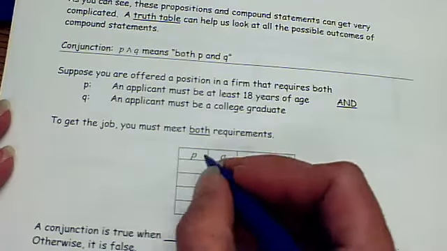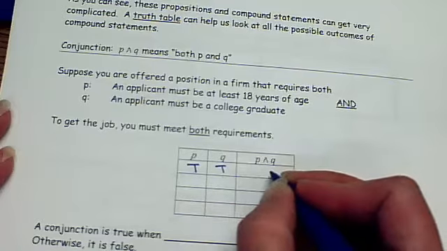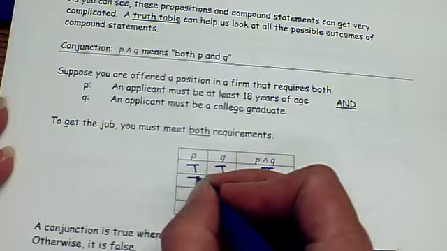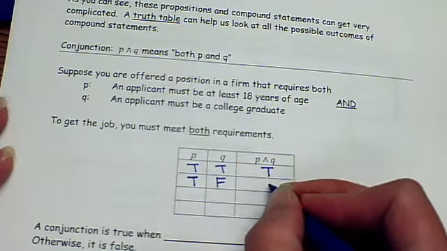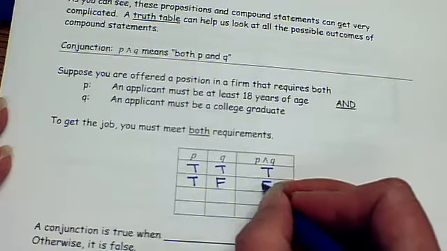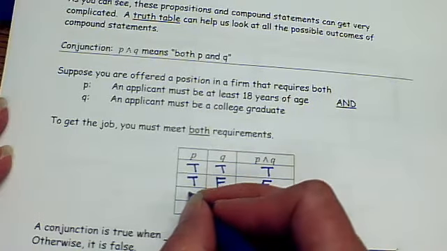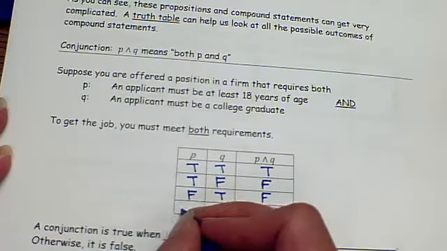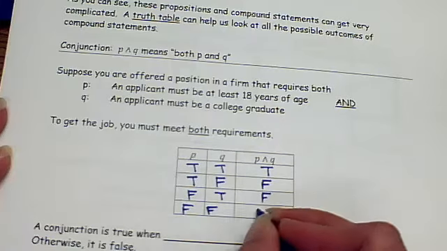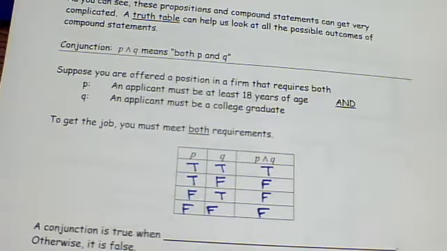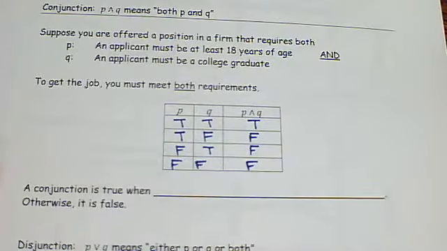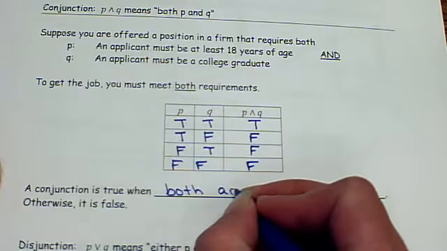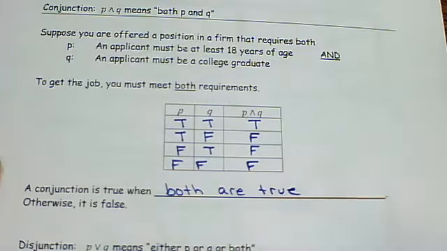What are our options? Well, we can have both true. Do we get the job? Yes. What if we were 18, but we didn't graduate from college? Are we going to get the job? No. What about if we aren't 18, we did graduate from college, we're still not getting the job? What if neither one of them were true here? It's definitely not true there then. So a conjunction is true when both are true. Otherwise, it is false.